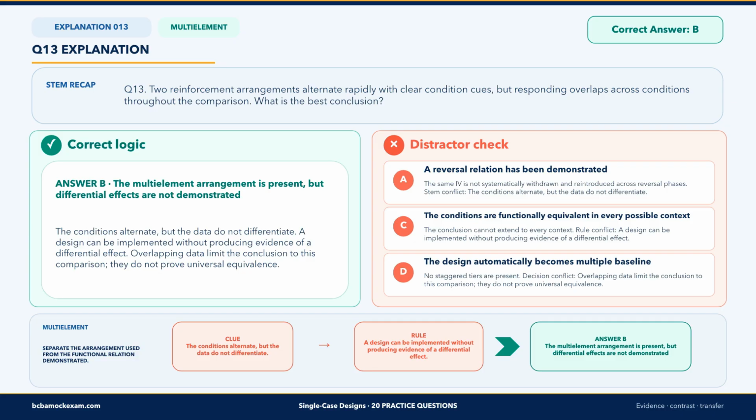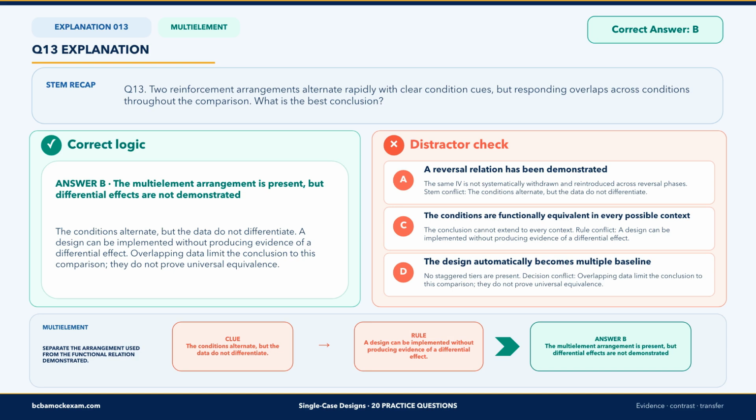Our answer is B. The multi-element arrangement is present, but differential effects are not demonstrated. The conditions alternate, but the data do not differentiate. That observation narrows the field immediately. A design can be implemented without producing evidence of a differential effect. Overlapping data limit the conclusion to this comparison. They do not prove universal equivalence.